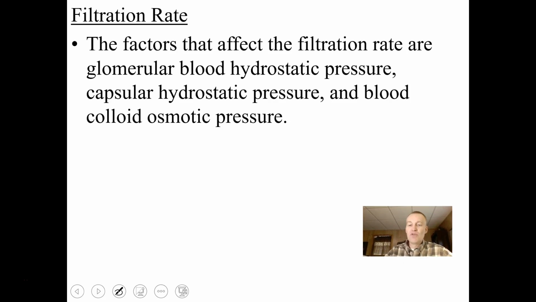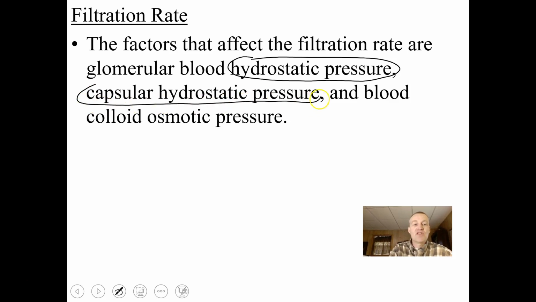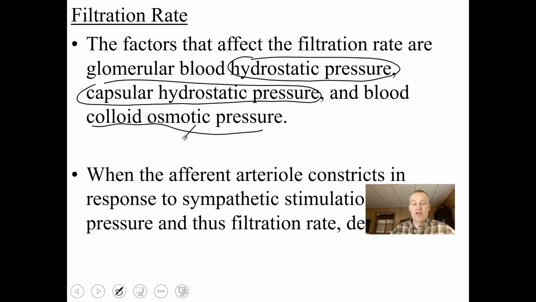Okay, well, there's many factors that affect the filtration rate. So some things would include the hydrostatic blood pressure. So blood pressure will affect the filtration rate. The pressure inside the capsule, so capsular hydrostatic pressure, and then of course blood colloid osmotic pressure. If you change any of these variables, it changes how much net filtration you're going to have.